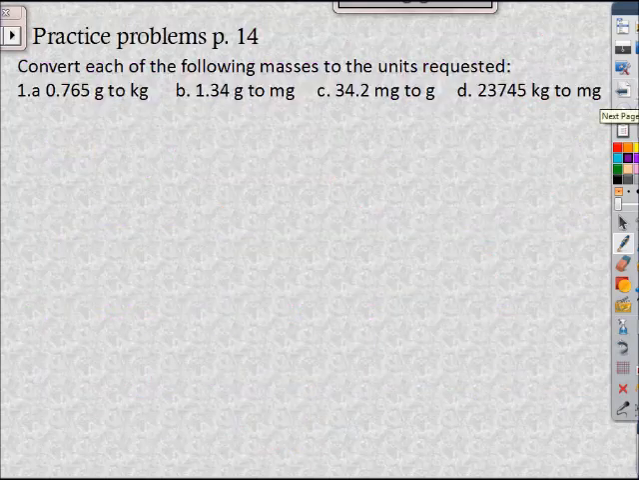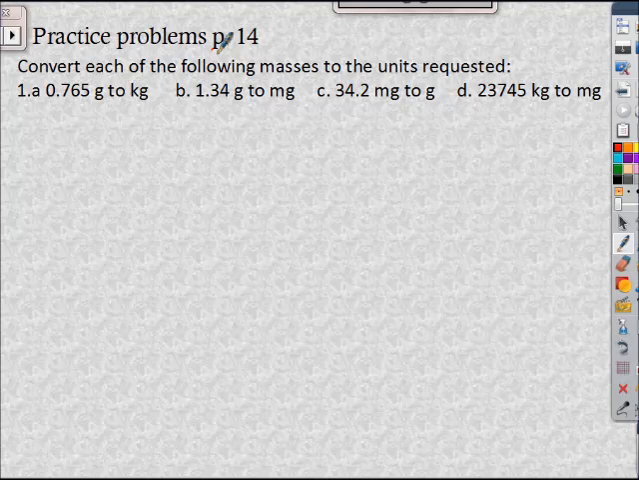So let's try a couple practice problems. We're going to begin on page 14 of your book. We're going to do number 1 together. We're going to start out with 0.765 grams, and I want to go to kilograms. So I need to know what the conversion factor is to go from grams to kilograms. I need to get my conversion factor sheet out.